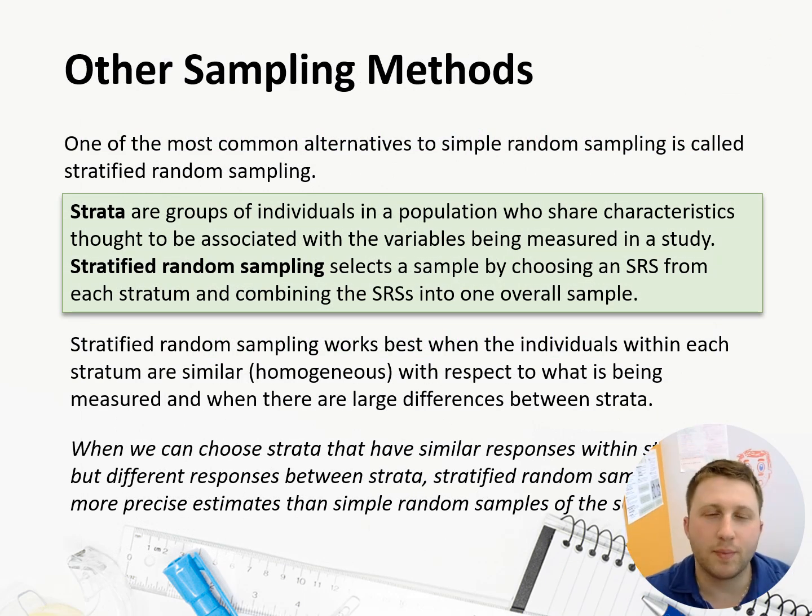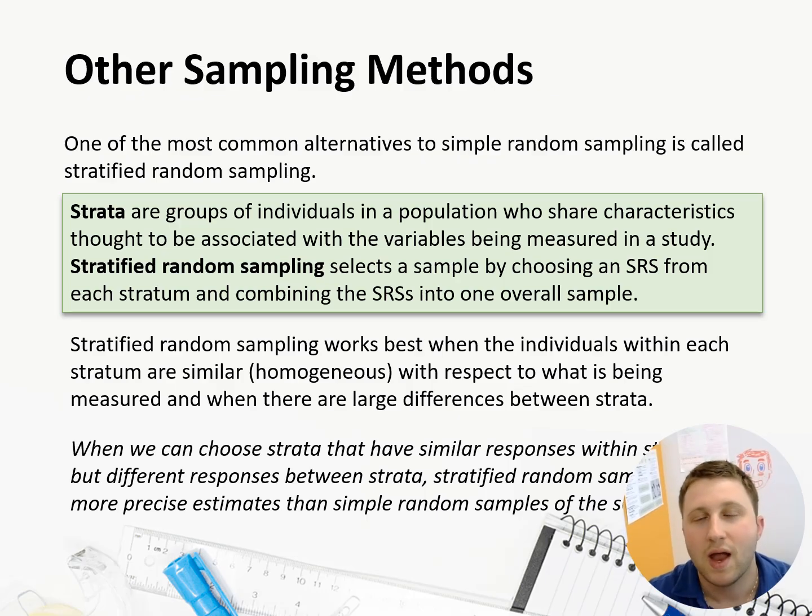Now, there are other sampling methods that are just as good, if not better, than simple random sampling when certain conditions are met. And the first one we're going to talk about is stratified random sampling. And in order to understand it, you have to understand that strata are just groups of individuals in a population that share some characteristic related to what it is that you're trying to measure. And instead of just randomly choosing a group of size n from the entire population, the way stratified random sampling works is you are going to select small, simple random samples from each strata and combine them into one big random sample.